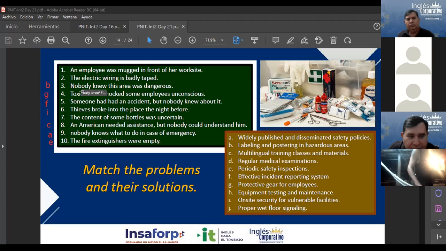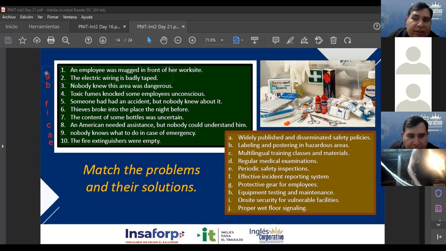Okay, in the case of, for example, number 2, the electric wiring is partly taped. Maybe it can be letter D. Okay, tape is insulation. Talking about electric wires means there is not a fire hazard.